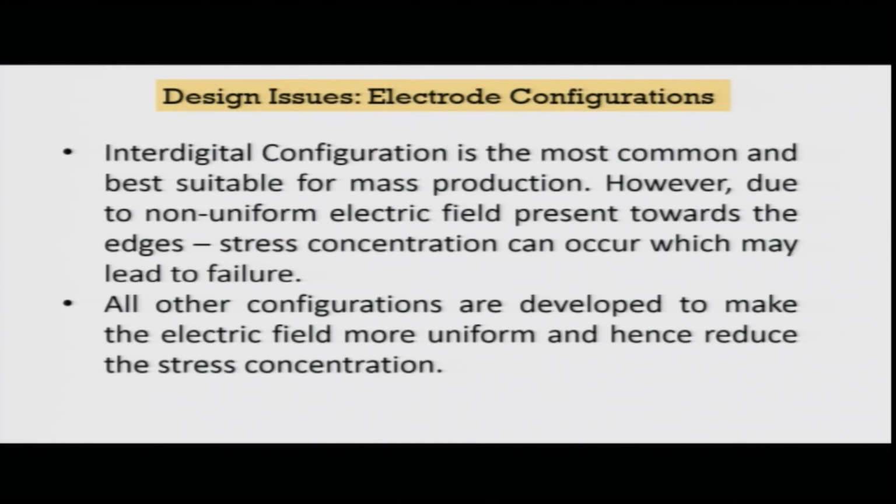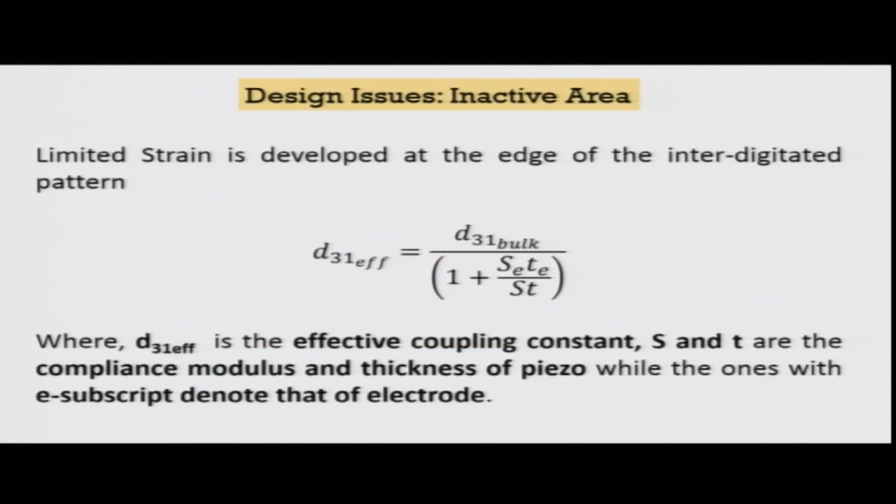Now, even though the interdigitated configuration is the most common and best suited method for mass production, it actually creates a non-uniform electric field, and that will create edge stress concentration in the system. Imagine we are talking about ceramic materials, where any form of stress concentration is very, very dangerous. It may lead to failure. That is one of the issues. In fact, all other configurations are developed to make the electric field more uniform and to reduce the stress concentration. That is why all these slitting and other techniques are used.